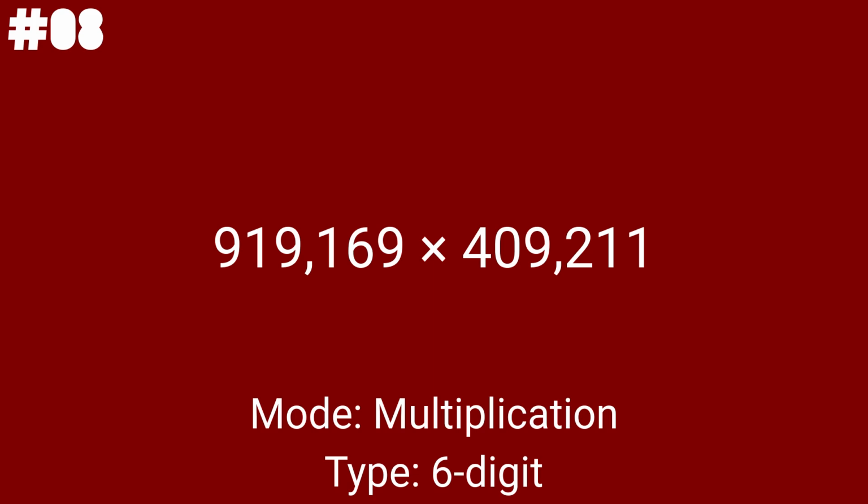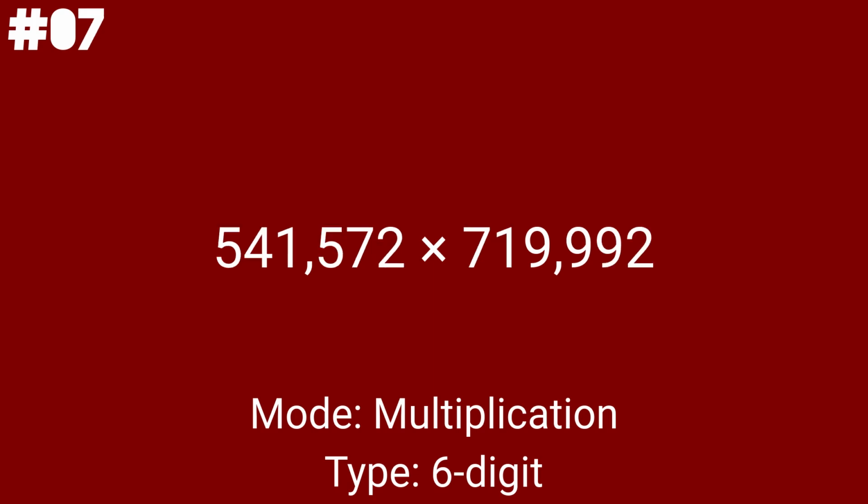Number 38 on this list is 919,169 times 409,211, the 8th to last problem. The results are approaching the trillions now, and now, 541,572 times 719,992 is the last 6-digit multiplication problem and the 7th to last problem overall.